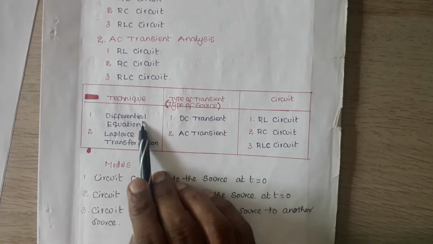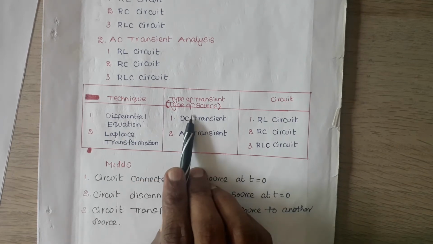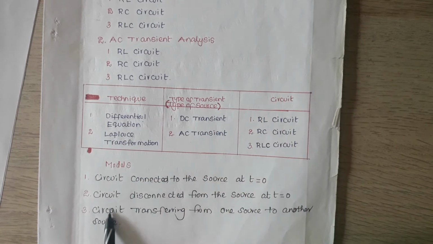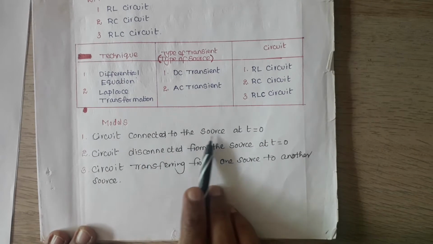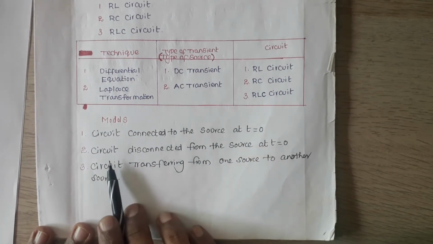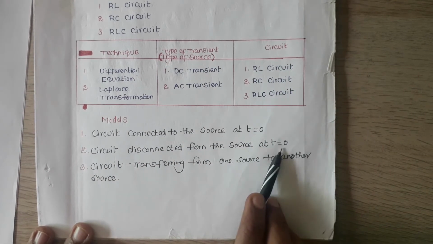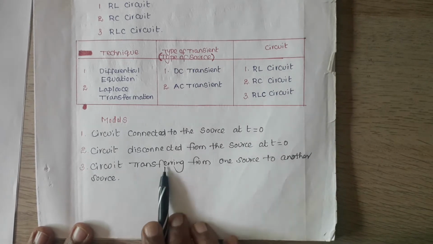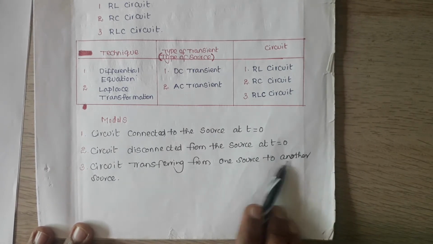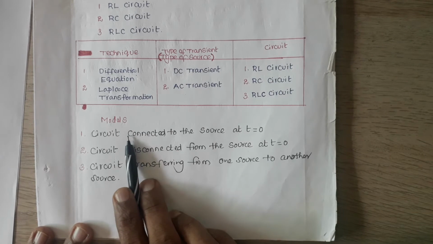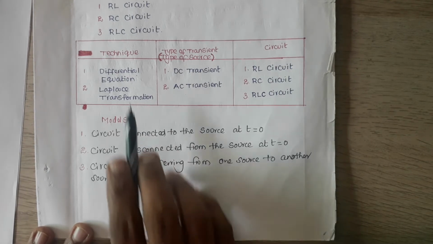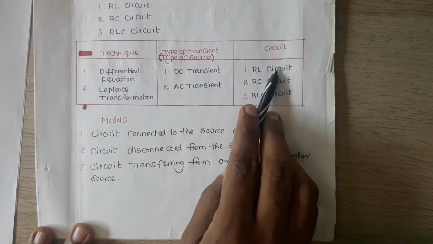We are discussing the differential equation approach, a DC transient, RL circuit. We completed a circuit connected to the source at t equal to 0, and circuit disconnected from the source at t equal to 0. Now, circuit transferring from one source to another source. So we are in the third model, having completed the first and second models for the differential equation approach, DC transient, RL circuit.